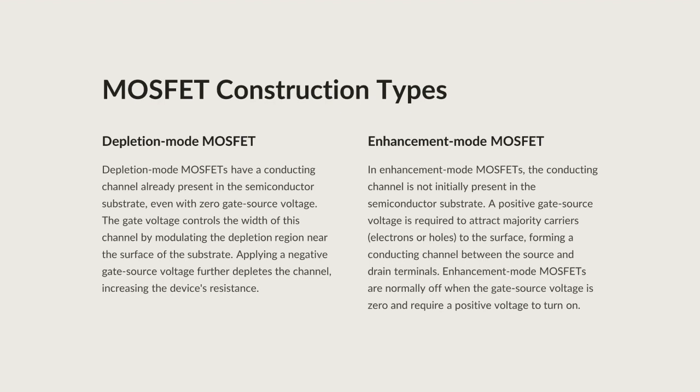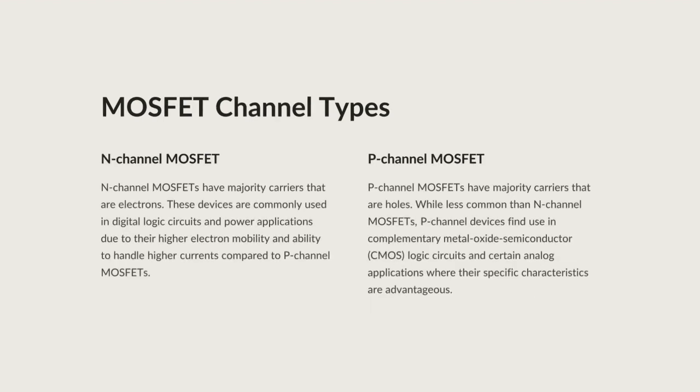Enhancement mode MOSFET. In enhancement mode MOSFETs, the conducting channel is not initially present in the semiconductor substrate. A positive gate source voltage is required to attract majority carriers, electrons or holes, to the surface, forming a conducting channel between the source and drain terminals. Enhancement mode MOSFETs are normally off when the gate source voltage is zero and require a positive voltage to turn on. MOSFET channel types. N-channel MOSFET.